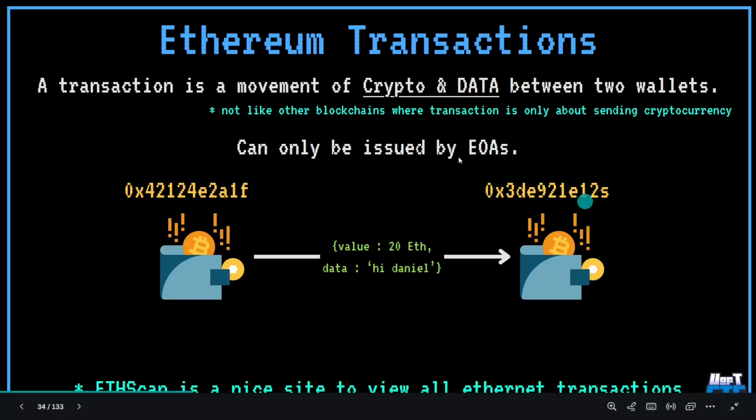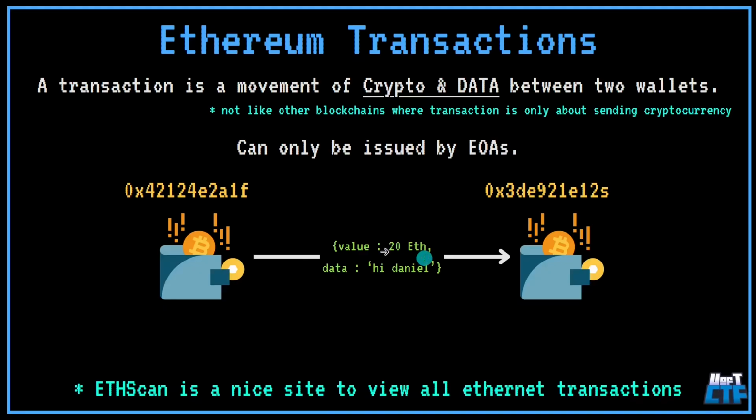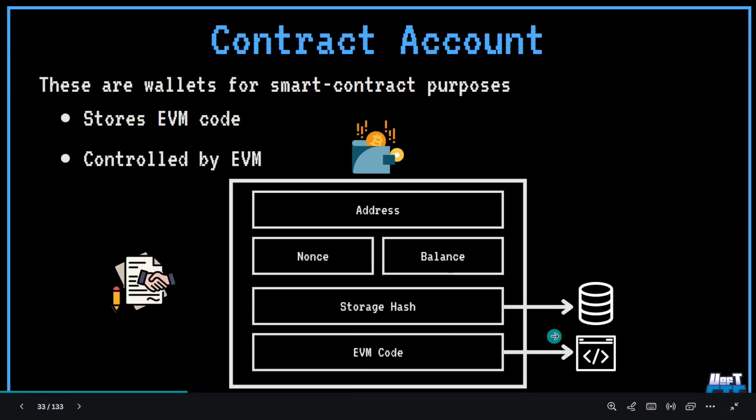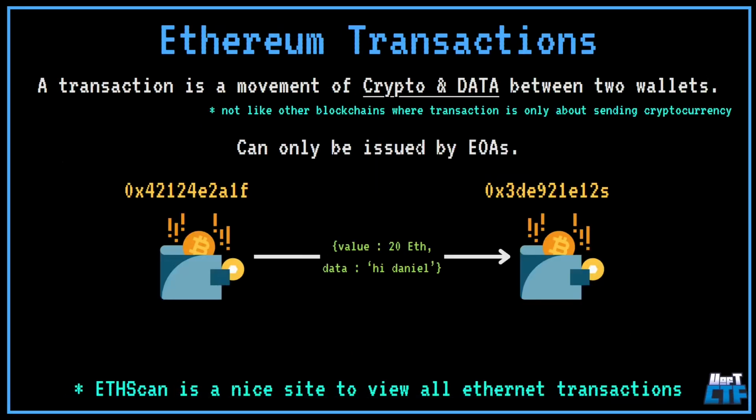And so if you just want to send money to someone, you just have the value and then you make the data empty. But if you're calling a function, then you would send a transaction to the contract account with whatever data it expects, and it would run the function for you.